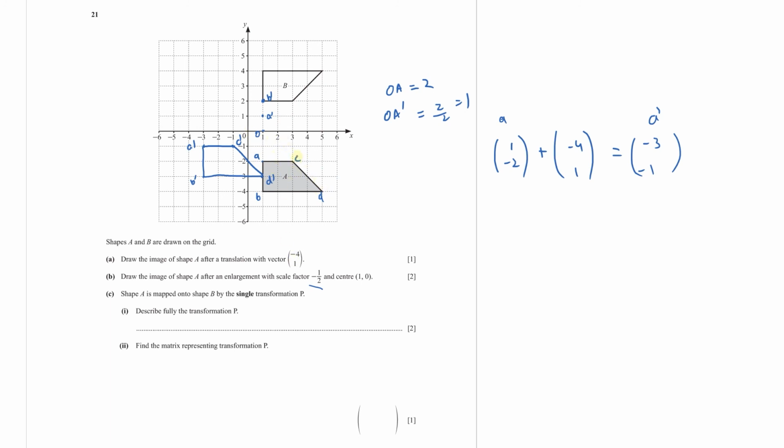So what are the coordinates of C compared to this center of enlargement, not compared to the origin? So C is 2 points in the positive x direction and 2 in the negative y direction. Remember, you are taking the center of enlargement as the origin. So this is your column vector representing the point C compared to this center of enlargement: (2, -2). To find C dash, you simply multiply it with the scale factor. So (2, -2) multiplied by -1/2. What do you get? You get -1, and this will be +1.